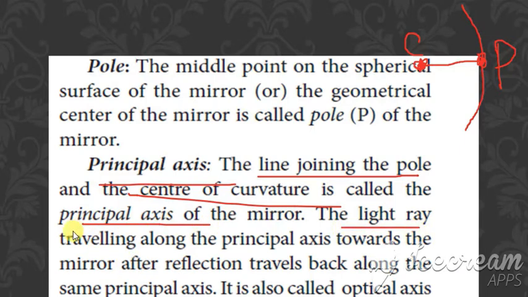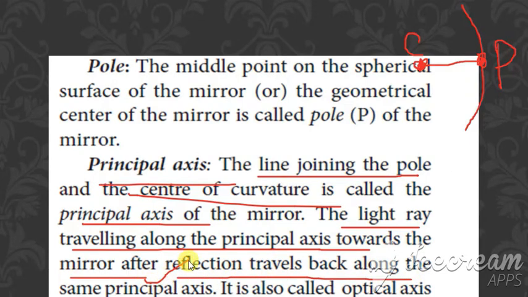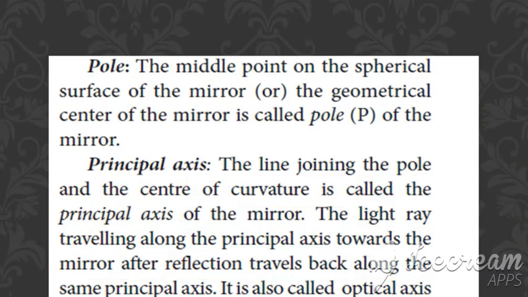The light ray which is traveling along the principal axis towards the mirror, after reflection it travels back along the same principal axis. So this is the pole, this is the center of curvature, and this is the principal axis. A light ray traveling along the principal axis travels back along the same direction after reflection. That is a property of the principal axis.